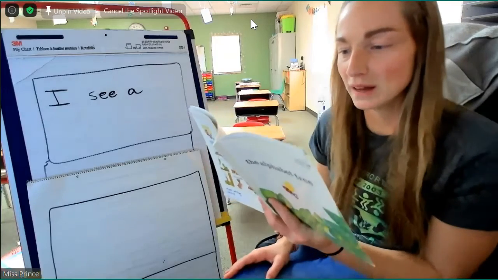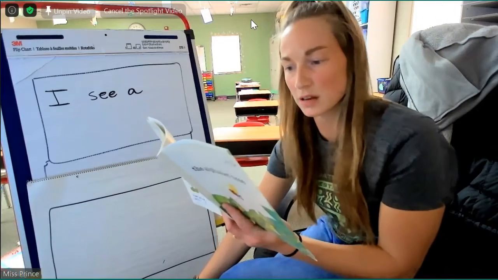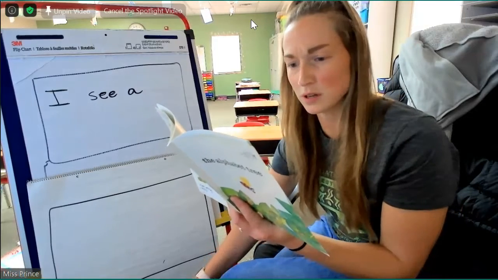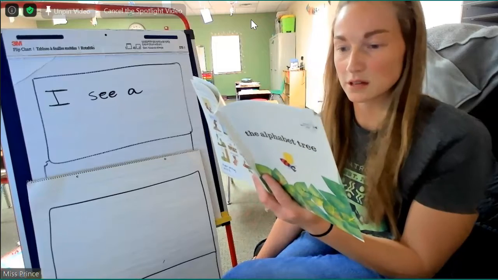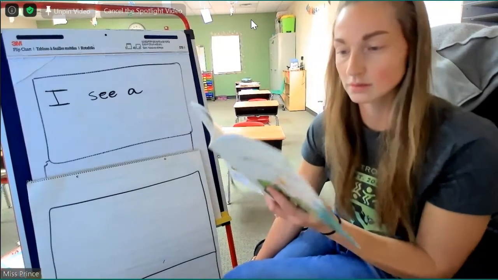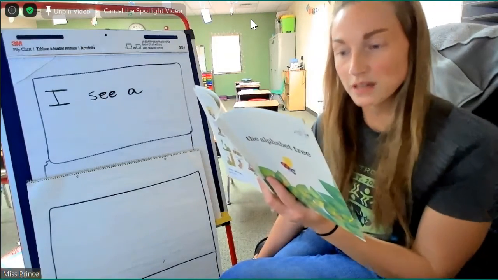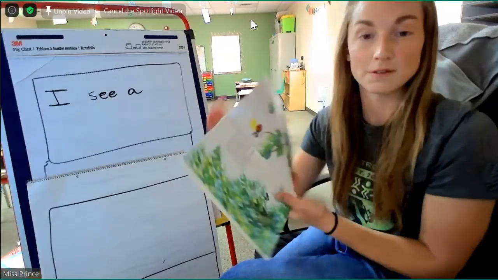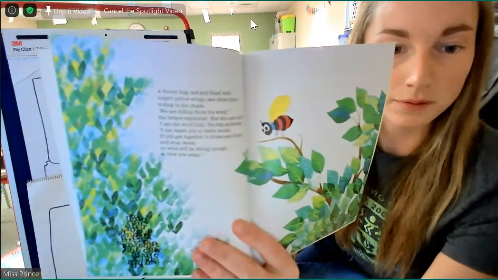A funny bug, red and black with bright yellow wings, saw them there, hiding in the shade. We're hiding from the wind, the letters explained. But who are you? I'm the word bug, the bug answered. I can teach you to make words. If you get together in threes and fours and even more, no wind will be strong enough to blow you away. So now we have a little word bug that's going to help.